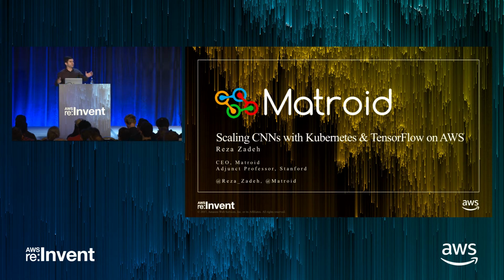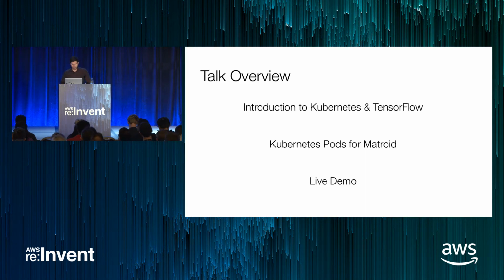We're going to talk about computer vision, and in particular, we're going to talk about scaling convolutional neural networks with Kubernetes and TensorFlow, all of which will be sitting on AWS. That's why we're here, right? So, quick introduction and overview. We're going to have a very fast introduction to Kubernetes and to TensorFlow. And then I'm going to give you the Kubernetes pods that we use for Maitreya. And then I'm actually going to go into a live demo of Maitreya and show you all of what I presented earlier in the talk live in action.